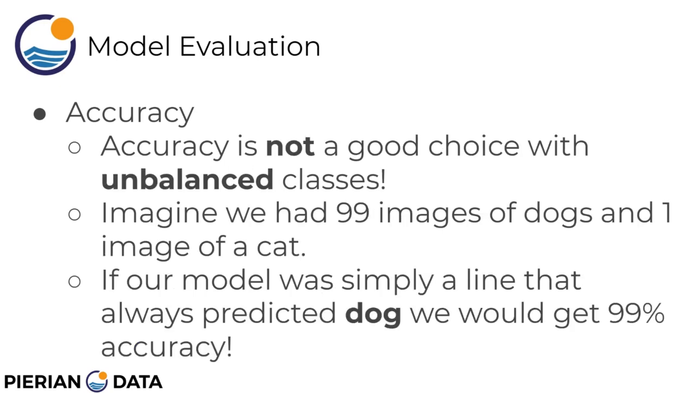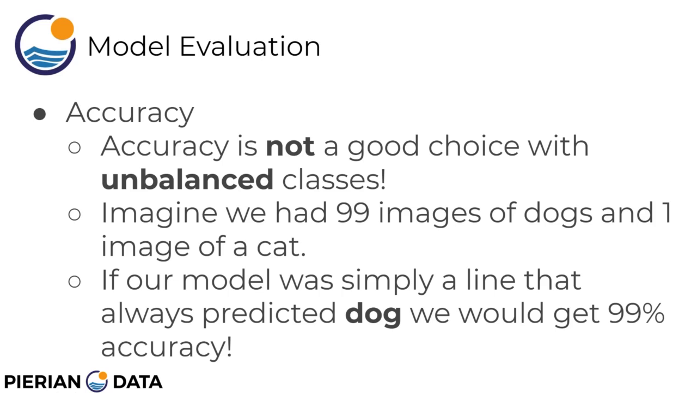But let's imagine that we have what's known as an unbalanced class situation. In this case, accuracy is actually not a good metric to use. So let's do a little thought experiment. Let's imagine that in this test set, we had 99 images of dogs and only one image of a cat. Now, if our model was simply a line that just always predicted dog no matter what image it saw, then we would actually get 99% accuracy on this particular test set, because by just always saying dog, 99 images are dogs and one image is of a cat, then we only missed one.